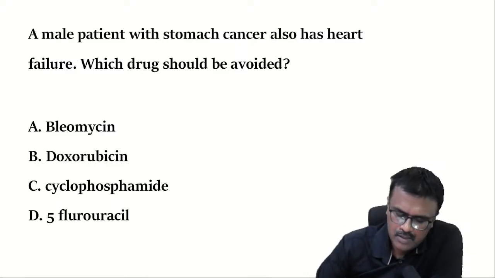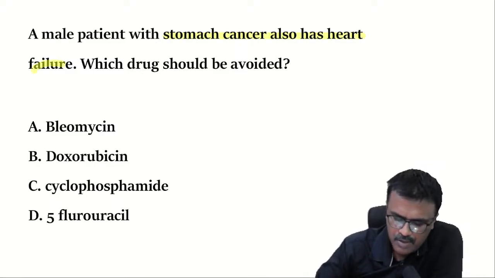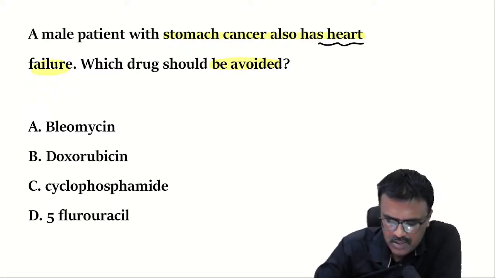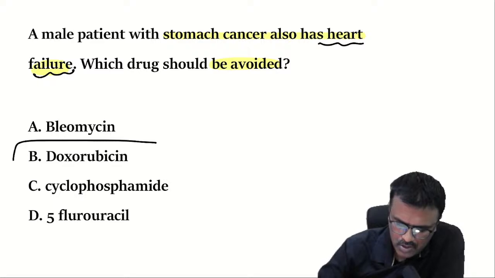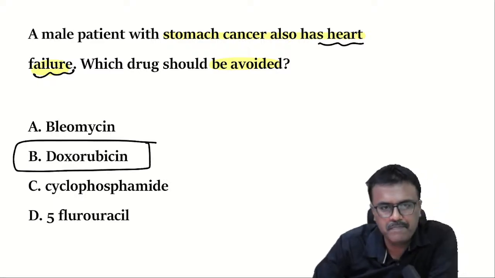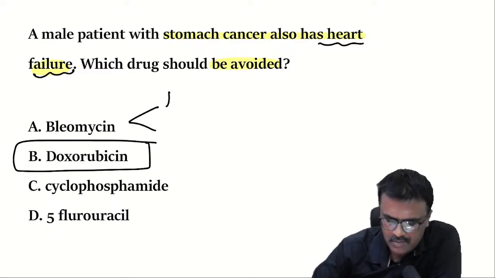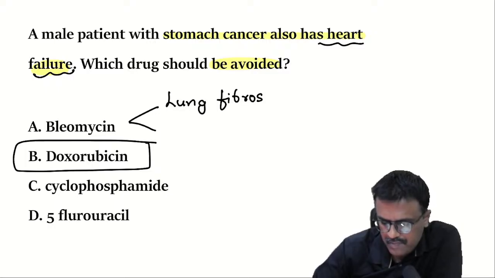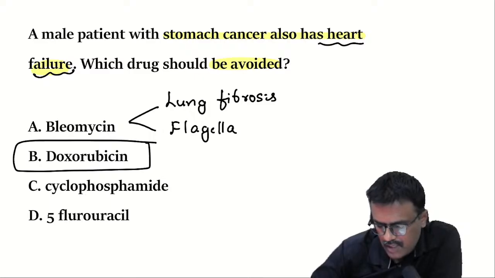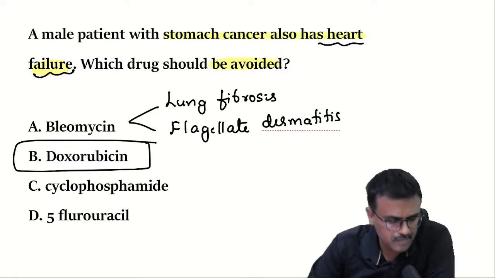A male patient with stomach cancer also has heart failure. Which drug should be avoided? So that means which is cardiotoxic. I should avoid doxorubicin. Bleomycin, 2 adverse effects are tested. It can cause lung fibrosis and also it can cause flagellate dermatitis. Both have been tested.